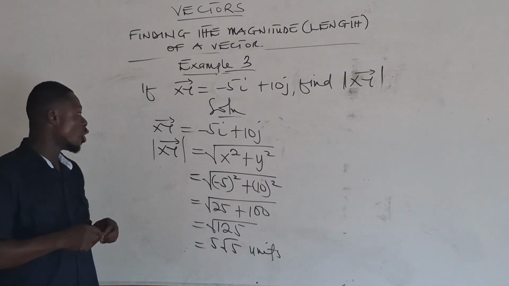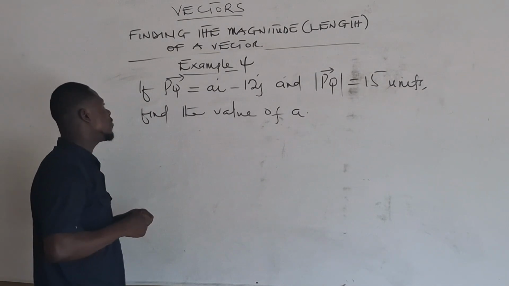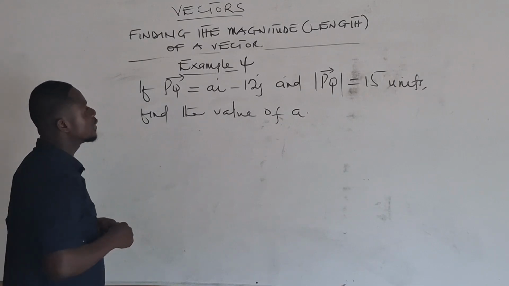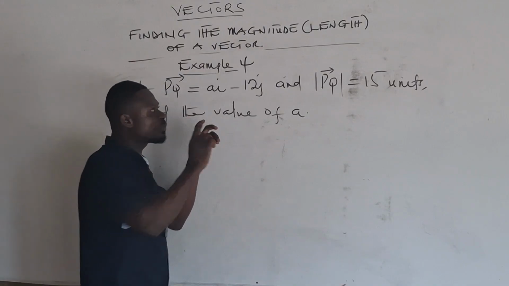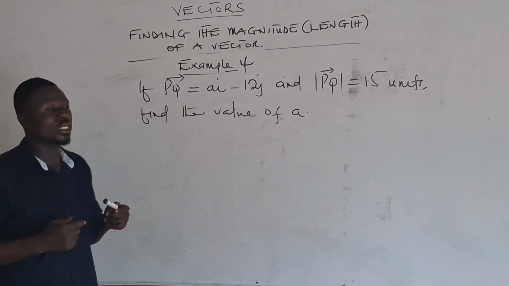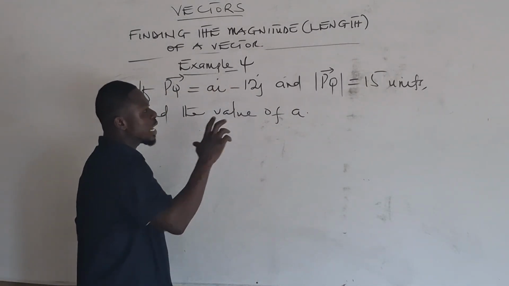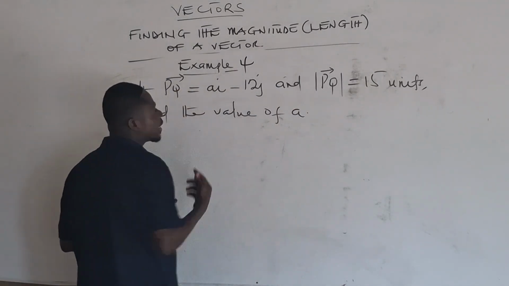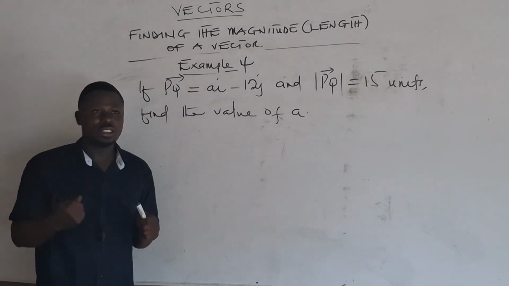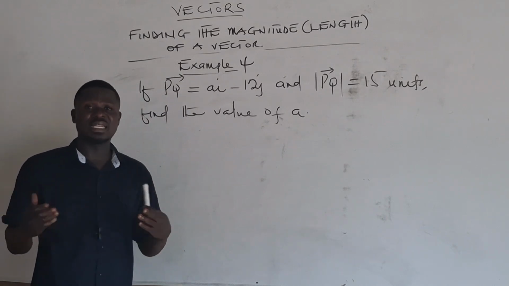Our fourth example is if vector PQ is equal to Ai minus 12j, and the magnitude of vector PQ has been given as 15 units. Find the value of A. Looking at this, we have been given the vector, and then we also have the magnitude. In the vector, the x component value was not given, so it has been represented by A, and we are being asked to find the value of A.